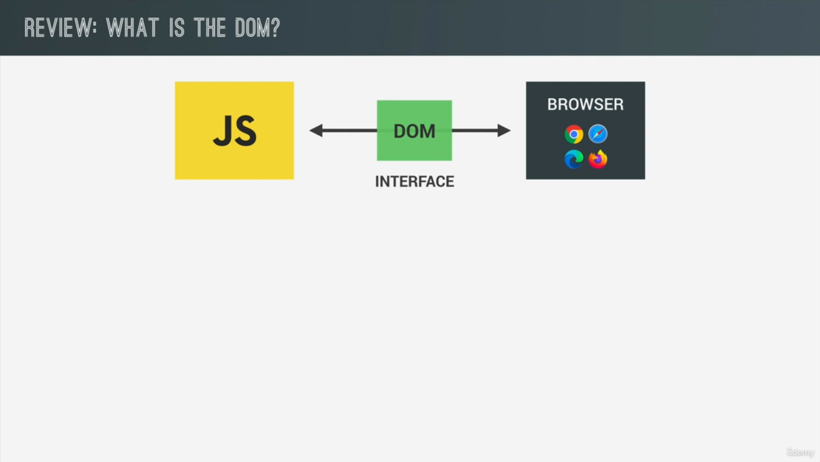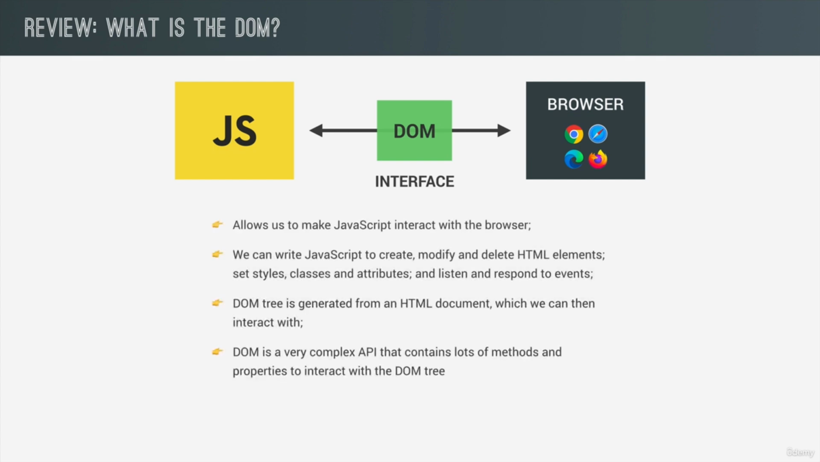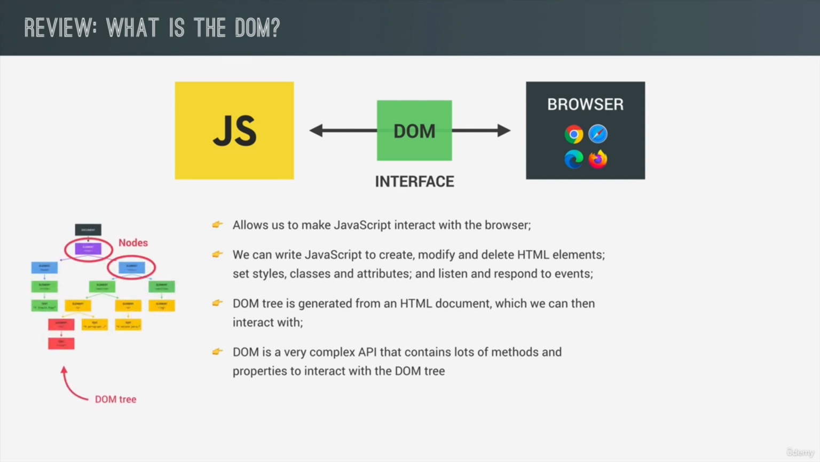So let's remember what we already know about the DOM, which is that we can use it to make JavaScript interact with the browser. And again, more specifically, we can create and modify and delete elements, set styles and classes and attributes, and listen and respond to events. In practice, this works because a DOM tree is generated from any HTML document. And a DOM tree is a tree-like structure made out of nodes, which looks something like this. And we can then interact with this tree as we already did a couple of times in this course.